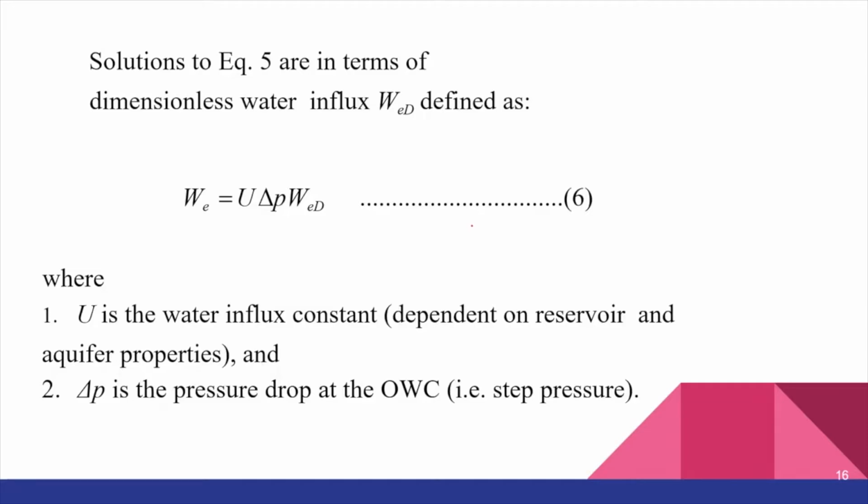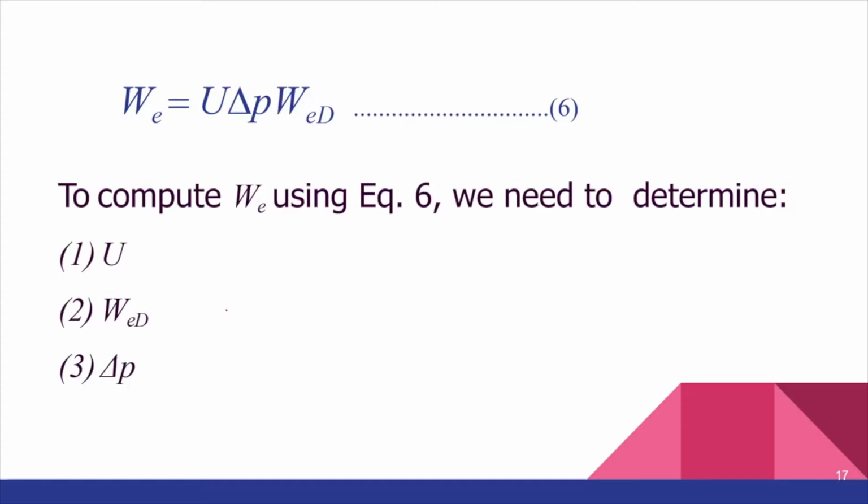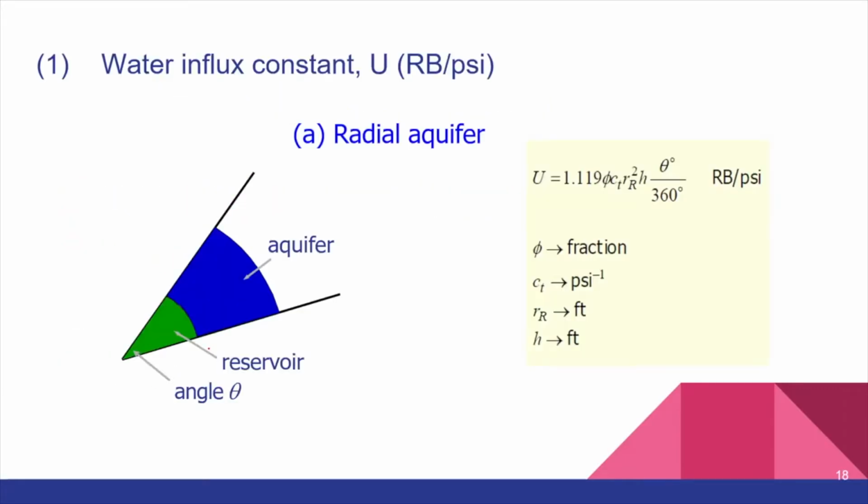So for solving equation 5 in terms of dimensionless water influx, you will have this new equation. So the water influx is U. U is the water influx constant times delta P times WED. Delta P is the pressure drop and WED is the dimensionless water influx. So to compute this equation, you need to determine these three things.